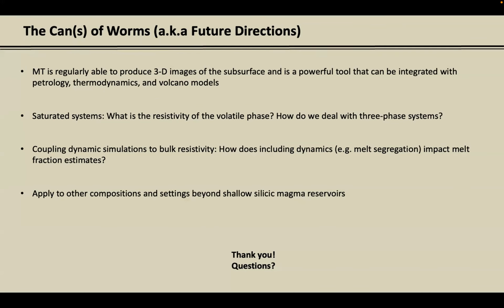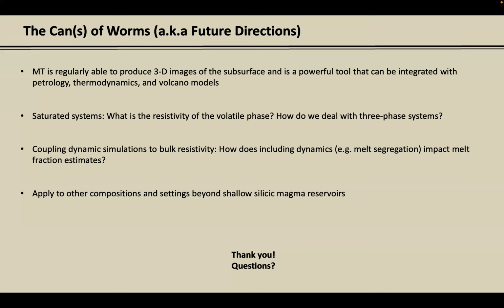So to finish off the cans of worms or the future directions, I'll first highlight that MT is now regularly able to produce 3D images of the subsurface, and it's a really powerful tool that's really ripe for these integrations with thermodynamic and volcanic models. And the cans of worms is that saturated systems is something that we really haven't even touched. So what is the resistivity of the volatile phase? How do we deal with 3-phase systems? How do they separate out, and how do the volatiles move around in the system?